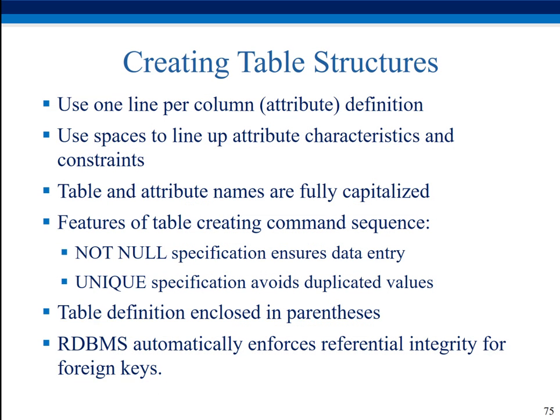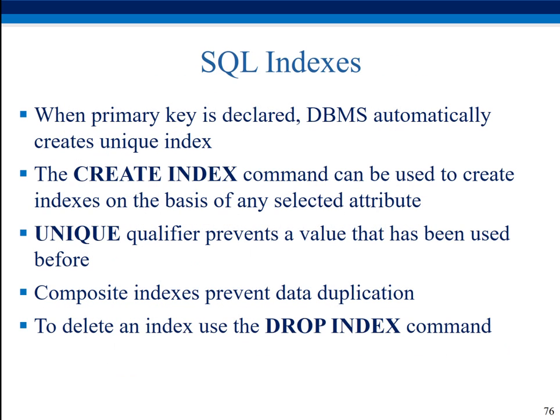Creating table structures. Here are the general rules. You're going to use 1 item per attribute. Spaces: you can use spaces to line up the characteristics, and if you're using a good database manager, it is going to do that for you. Make sure that you specify not null in there. You do not want a customer and have no name for it. Unique: make sure that you do that automatically for specific entries. If you want to have a primary key, it has to be unique. And then you're using parentheses in here.